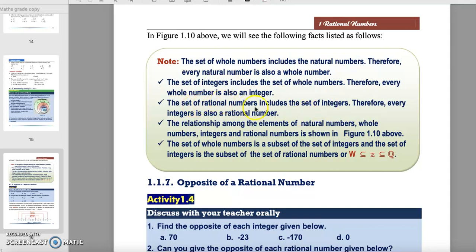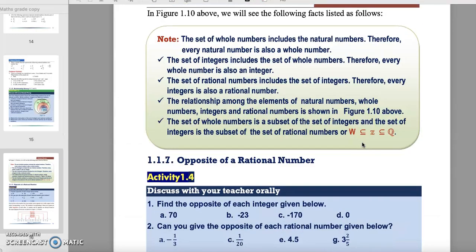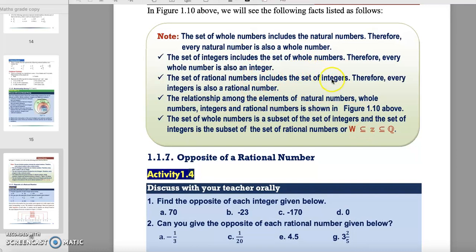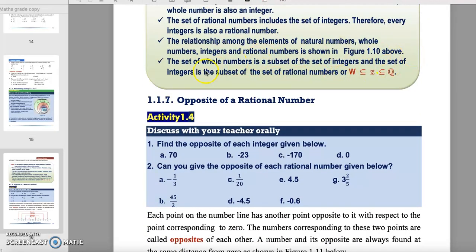ስለዚህ አሁን the set of rational numberዎችን ስናይ ኢንቲጀሮችን ካጠቃለሉ that means whole numberንም natural numberንም ያጠቃልላሉ ማለት ነው። ስለዚህ rational numbers ደግሞ they include integers. So the relationship among the elements of natural numbers, whole numbers, integers and rational number እዚህ ጋር ማየት እንችላለን። So these sets, as we can see, ይሄ ማለት they include or involve ማለት ነው. So whole numbers are included in integers and integers are included in rational numbers.